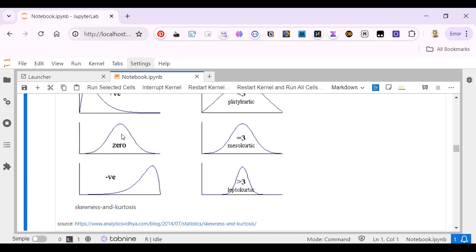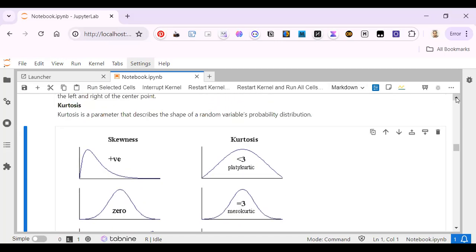Now the number indicates, and the shape indicates, how these values are distributed. So that is the main mechanism. Now what is kurtosis? For example, if the value is less than 3, that is a number which indicates less than 3 is platykurtic.